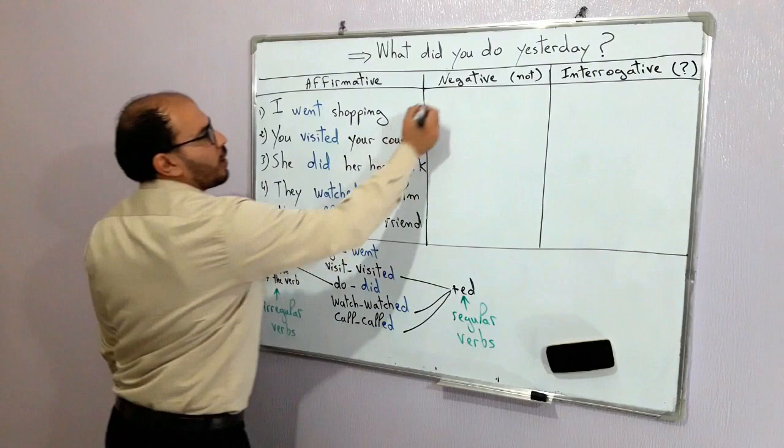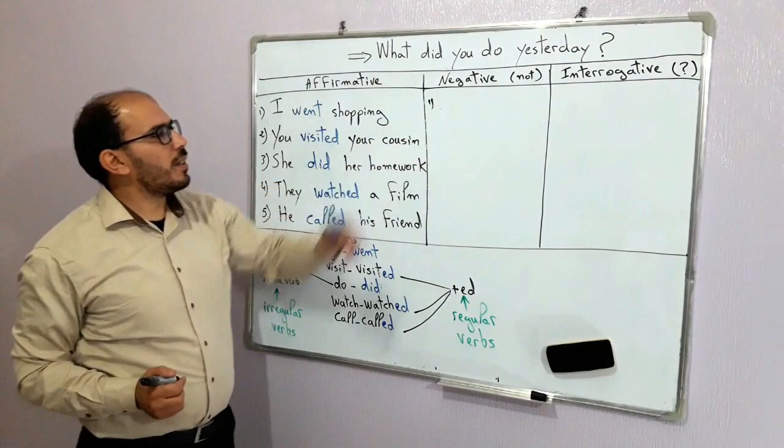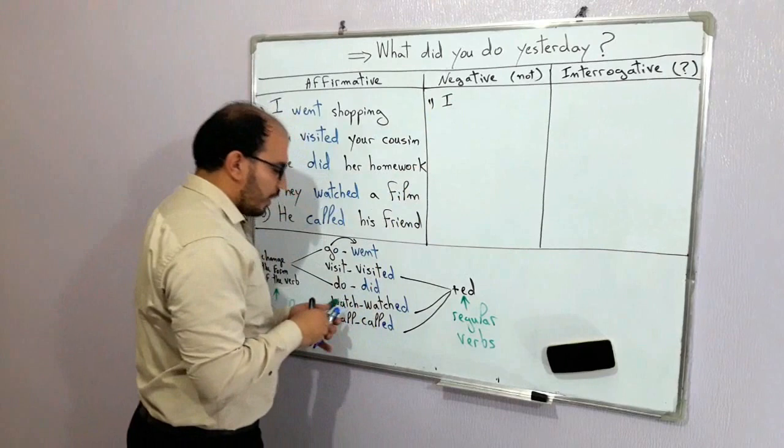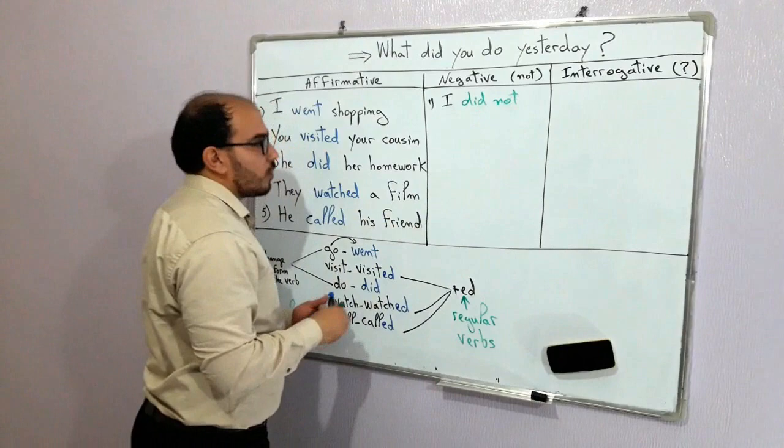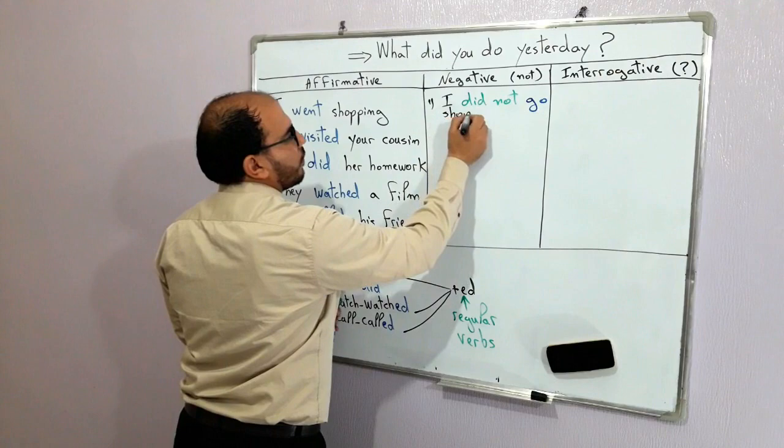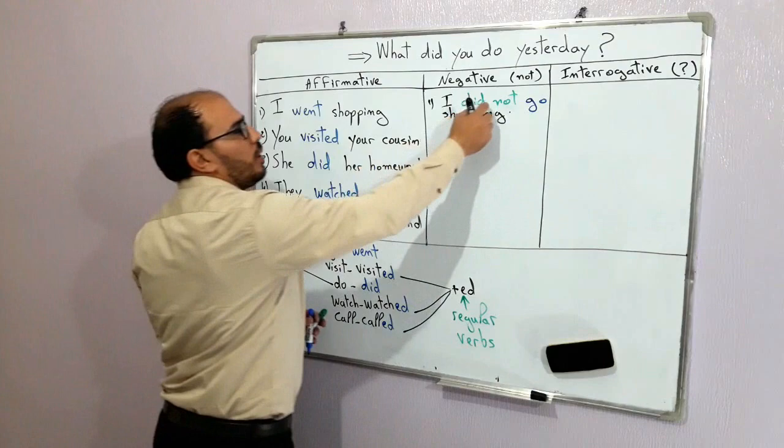I went shopping. So how can I rewrite it in the negative form? So I went shopping, so it becomes I did not go shopping. I did not go shopping. So we put did not plus the verb.